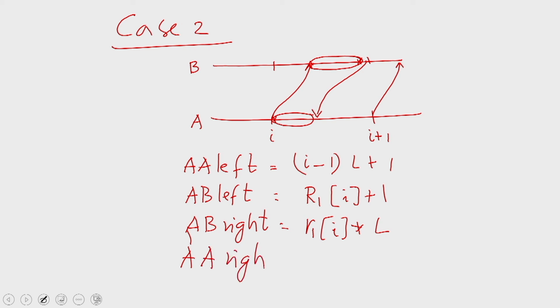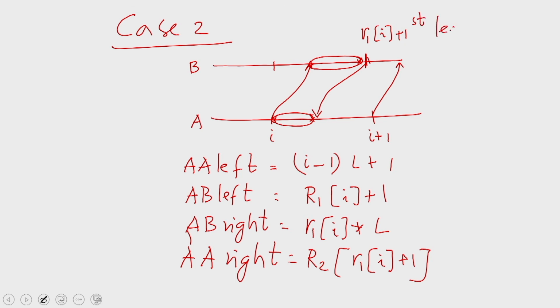And finally we can calculate AA right in this fashion. AA right would be R2 of R1 of I plus 1. We want to calculate the index of this element within A. This leader is the R1 of I plus first leader on the B side. The rank of that within A is given by R2 invoked on that, which is what the rank of the rightmost element within the circle part in A is going to be. So these will define the boundaries of the problem in the second case.